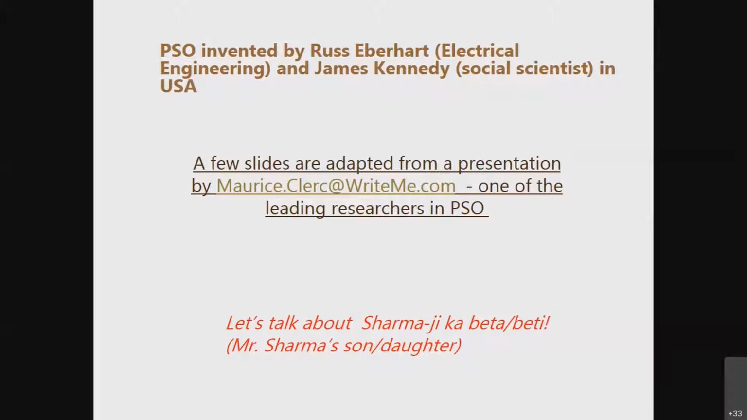But I am assuming that we are all mature individuals, and so we try to learn from each other, and we try to learn from experts in the field, right? So this Sharmaji ki beti, or Mr. Sharma's daughter, is someone who we try to emulate. So in particle swarm optimization, there is something known as a globally best solution. We'll think of Sharmaji's beti as a globally best solution that you try to reach.